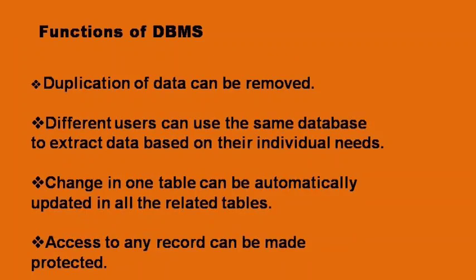Next, the functions of DBMS. What are the different functions of DBMS? It avoids duplication. So, the duplication of data can be removed. Next, different users can use the same database to extract data based on their individual needs. The third one is that a change in one table can be automatically updated in all the related tables. Because it is a relational database, a change in one table is automatically updated in other tables in the database.